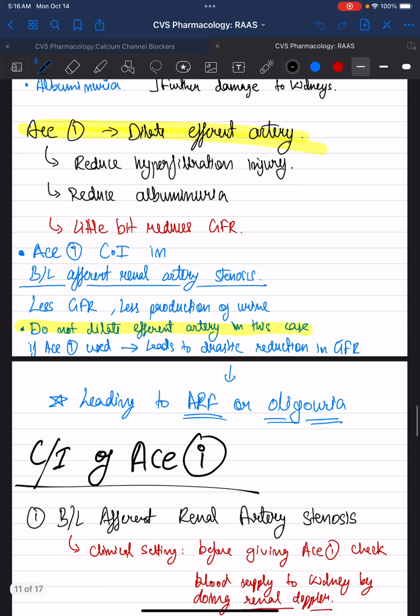ACE inhibitors are contraindicated in bilateral renal artery stenosis, because in bilateral renal artery stenosis there is less GFR already, which means less production of urine. So if you dilate the efferent artery in this case by using ACE inhibitors, it will lead to more reduction of GFR, which will be a very drastic reduction, and it can lead to acute renal failure or oliguria.